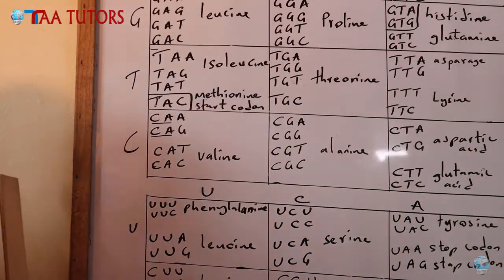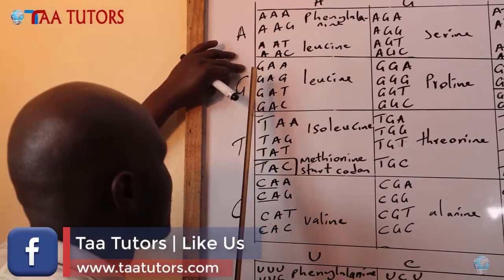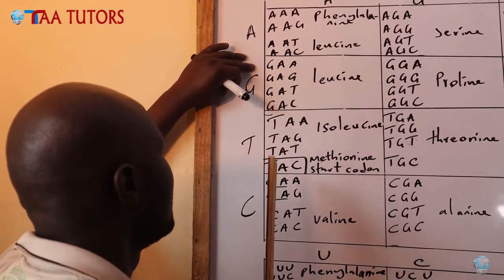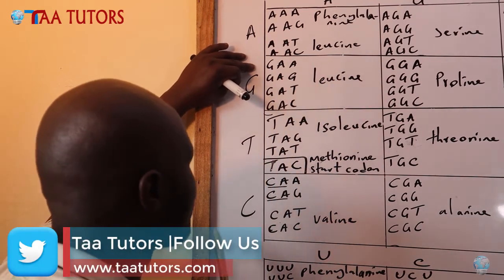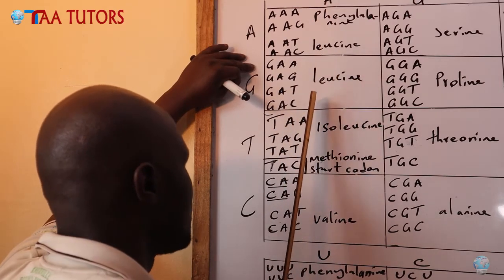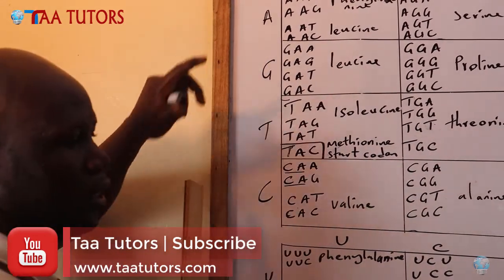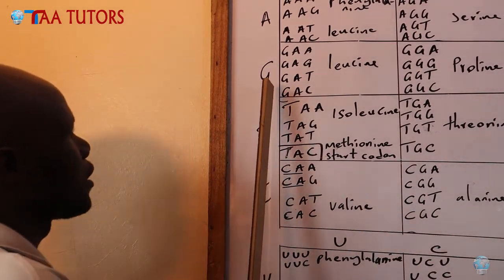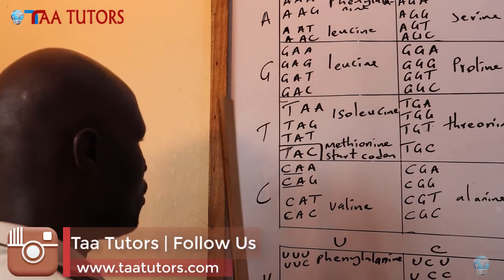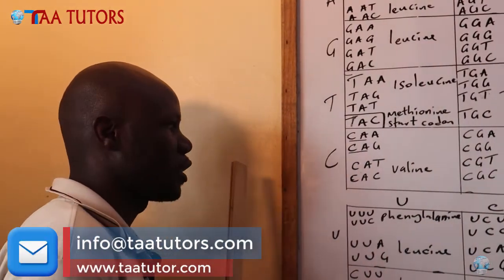Like for example, I want us to look at this one here. If we look at the first thing here, the leucine here, we have G and A. The last letter is an A. G and A, the last letter is a G. G-A-T, the last letter is a T. G-A-C, the last letter is C. But all of these particular codes are responsible for this particular amino acid. That is what we have. So the first two letters are the most important bases, the bases that are responsible for a specific protein synthesis. If you follow it keenly, you will realize that that is what is really important.